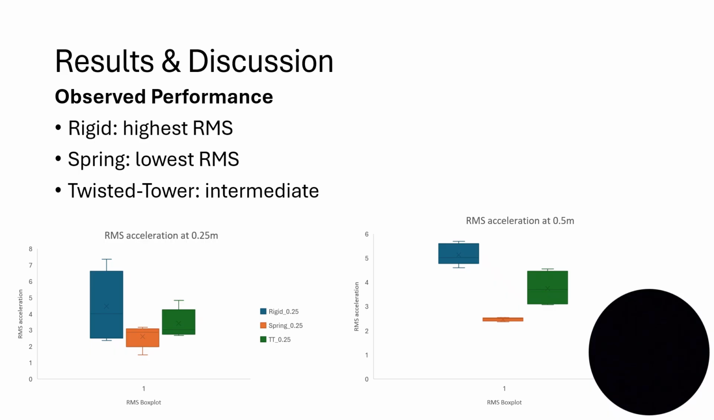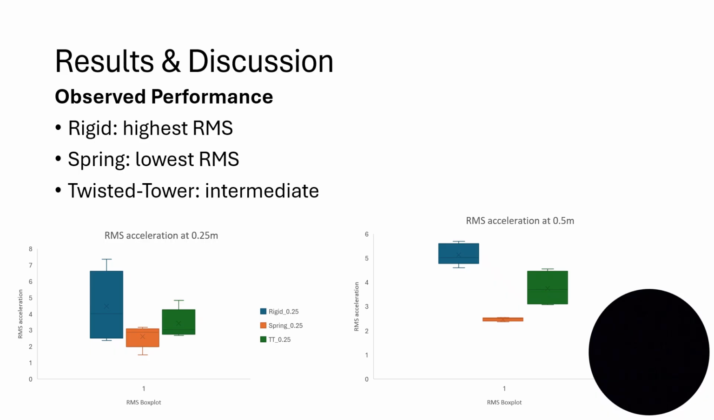Starting with the 0.25 meter box plots, the distributions for the rigid, spring, and twisted tower overlap significantly. This overlap indicates that the designs behave similarly at low drop height, which supports our ANOVA result that the p-value was greater than 0.05. Looking at the 0.5 meter box plots on the right, the differences become much more pronounced.